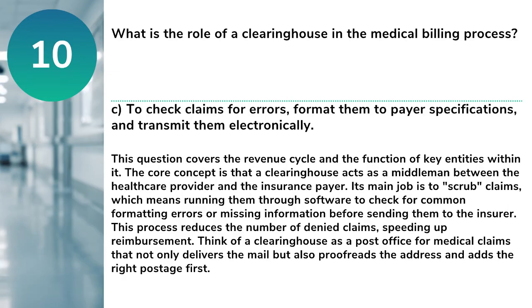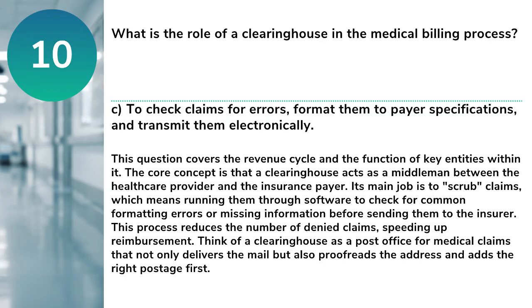Answer: C. To check claims for errors, format them to payer specifications, and transmit them electronically. This question covers the revenue cycle and the function of key entities within it. The core concept is that a clearinghouse acts as a middleman between the healthcare provider and the insurance payer.